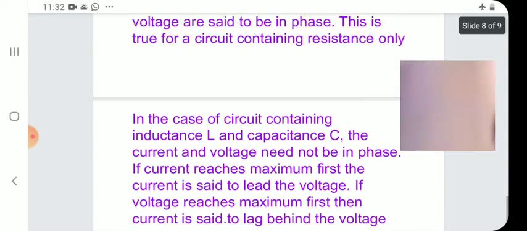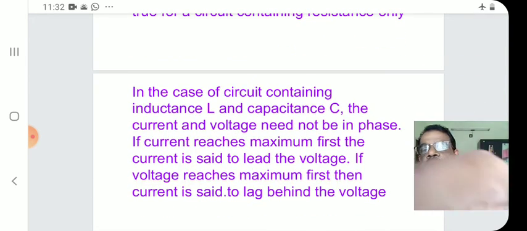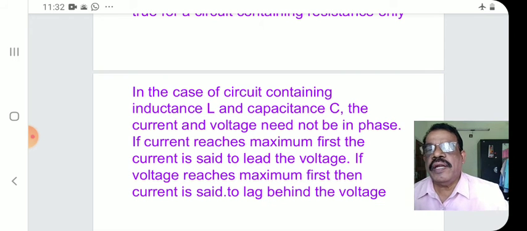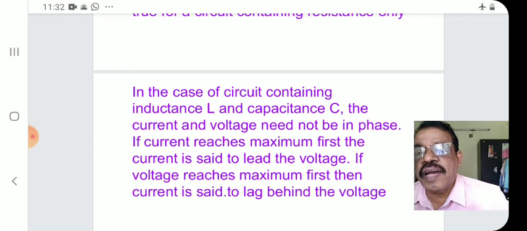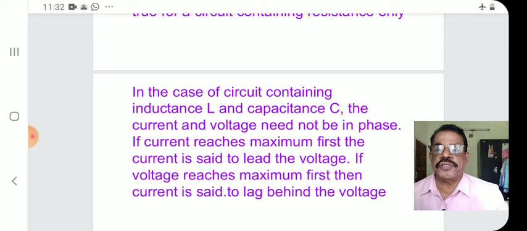What do you see? What is coming next? In the case of a circuit containing inductance L and capacitance C, the current and voltage need not be in phase. If the current reaches maximum first, then the current is said to lead the voltage. If the voltage reaches maximum first, then the current is said to lag behind the voltage.